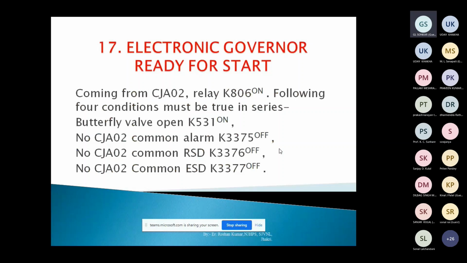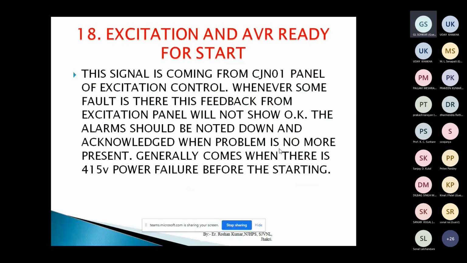Then the following conditions must be true for the butterfly valves. Then CJ, these are the panel names. ESG, no alarm should be there. No rapid shutdown should be there. No emergency should be there. And excitation and AVR ready for start. Excitation, these things will be missing. AC supply, this generally happens when there is a 415 power failure before starting. So if for excitation and AVR you are not getting the ready to start button, this button is blinking. The reason is 415 AC supply failure, or you are not getting that AC supply properly.